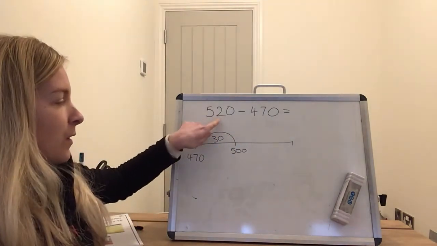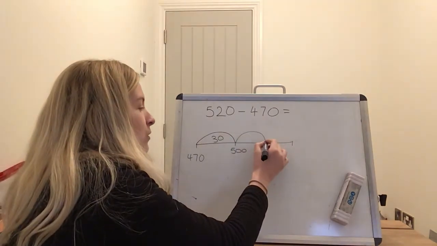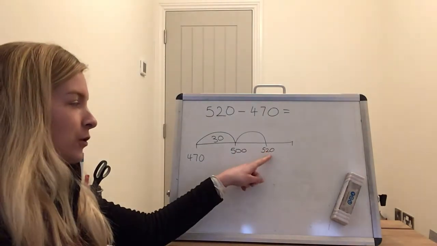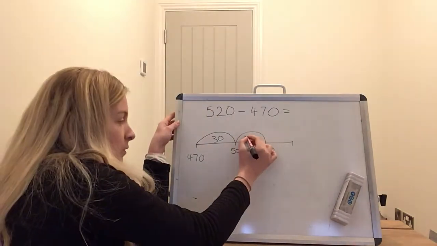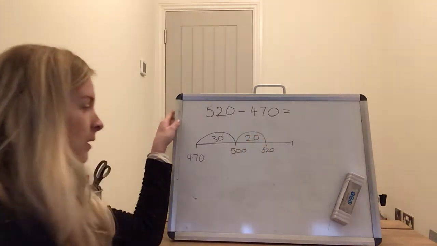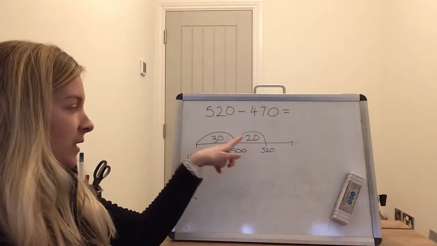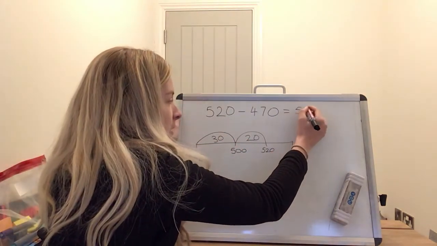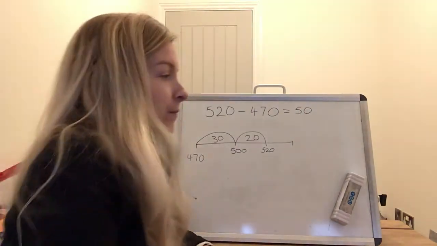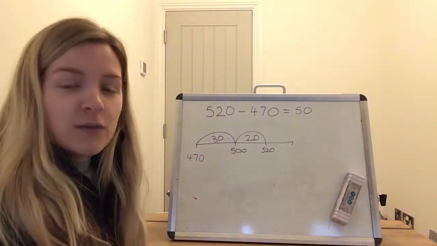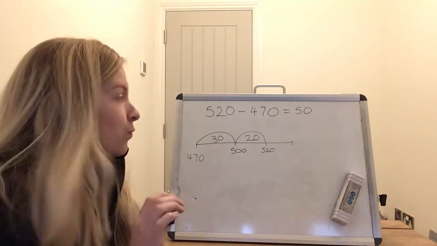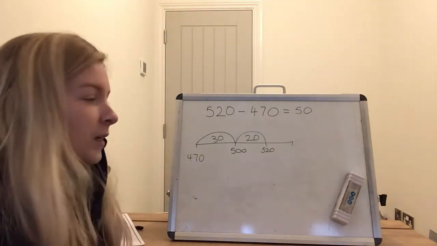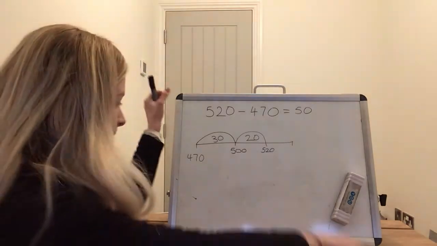Okay, we still need to get to 520, so jumping on to 520. 500 to 520, the difference there is 20. Now all that's left to do is to add these numbers together. 30 add 20, 3 tens add 2 tens is 5 tens. 50, okay? Give yourself a tick if you got that right. If not, perhaps go back to the beginning and re-watch my example and then have another go at this one, okay? Right, let's have a look at some others.